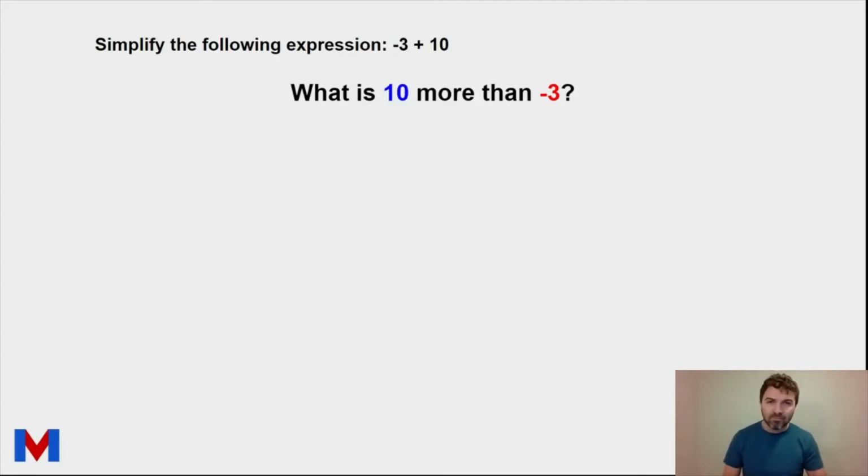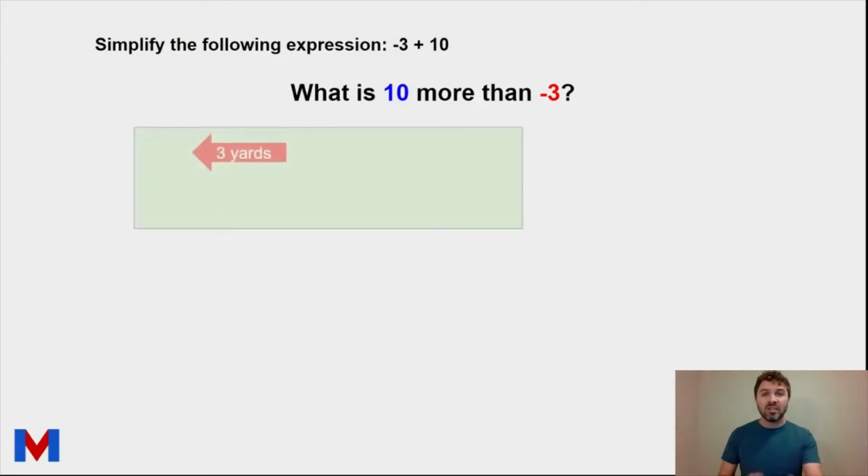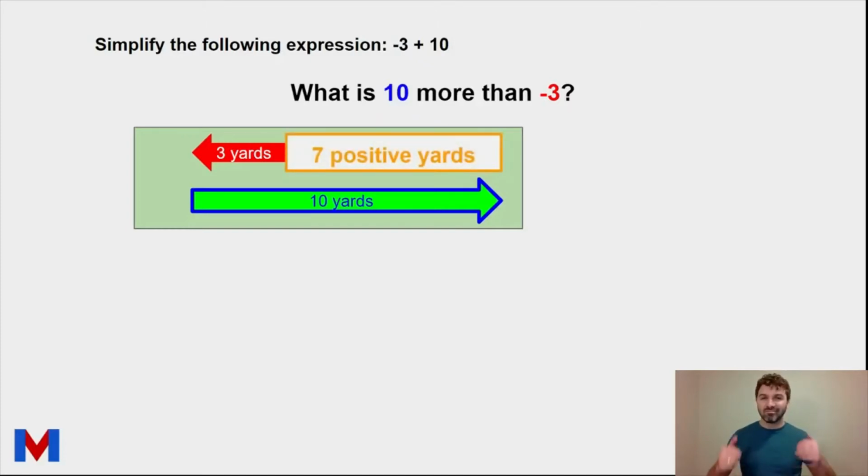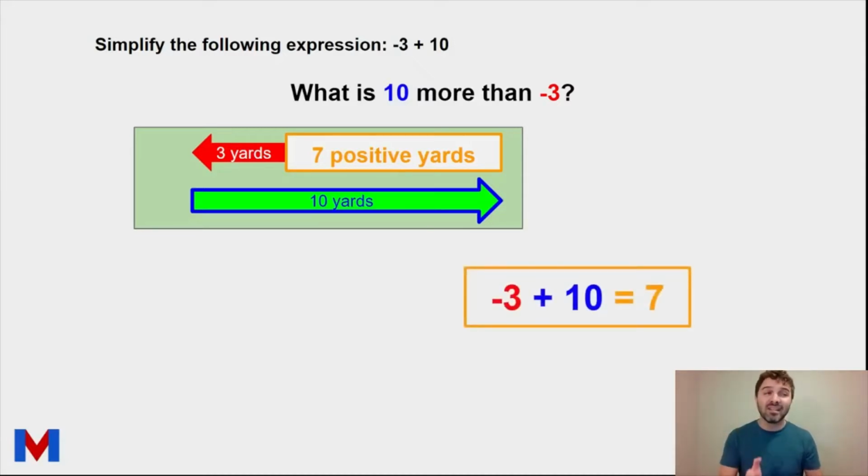That's okay. Let's use an example of football. So let's say you did a play and you lost 3 yards. Okay? That sucks, but that's okay. We have another play. On the next play, we gain 10 yards. So overall, you have 7 positive yards. That's good. All right. So from this, we can say that -3 plus 10 equals 7.